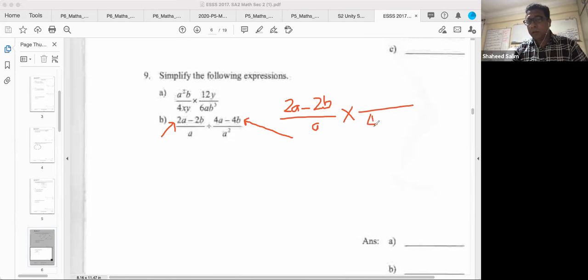4A minus 4B. Factorize it. Factorizing means what? Put the bracket. What bracket? Just now we did with the bracket. Remember, we put the number outside. Do it for this one and this one. Then you can cancel. Come on, you try. Just now we did factorization.